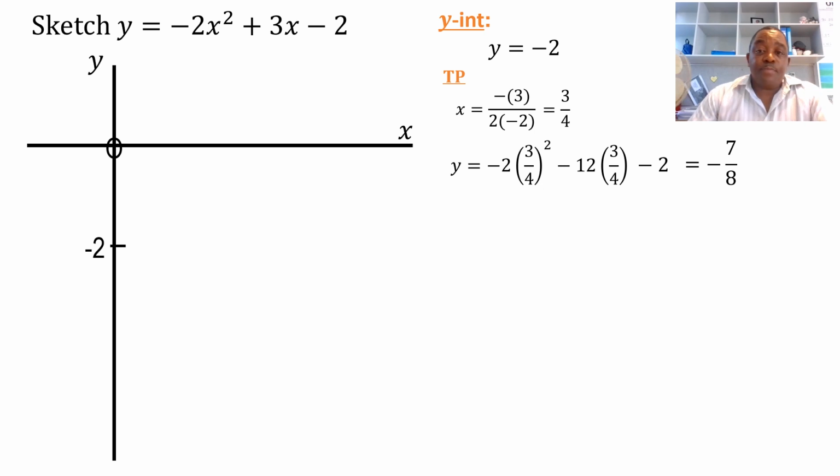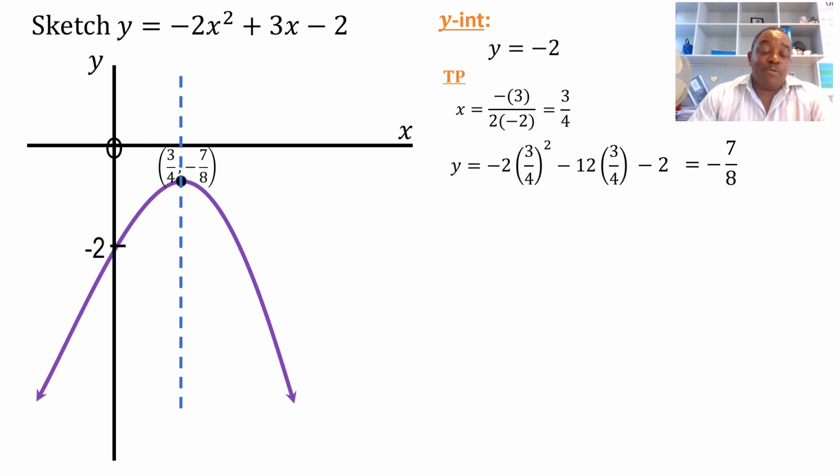So we now know we've got a turning point at 3 over 4 and negative 7 over 8. And take note, we've already seen, looking at our a, that we're expecting a graph that is facing down. So this graph is never ever going to touch the x-axis because it's turning at that point below the x-axis and is facing down. And therefore, it's easy then to tell that we don't even need to do calculations for the x-intercepts. We can just simply sketch our graph because we've got everything we need, and that is it.